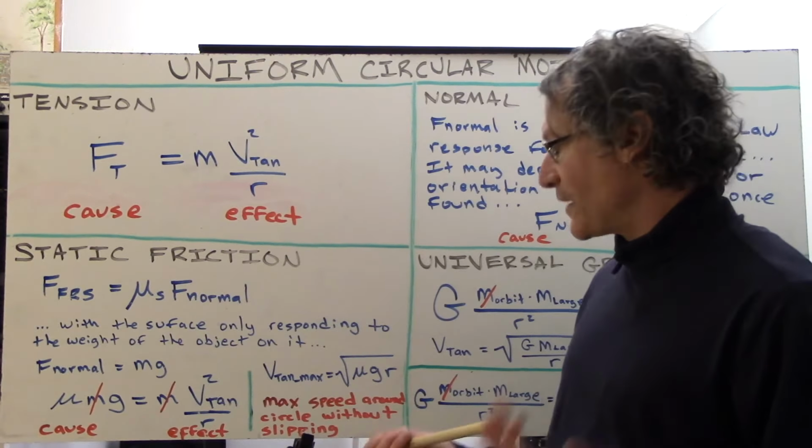That's uniform circular motion. These are the four physical forces and the things that we can do to evaluate them. Some of them we can do pretty readily without knowing anything more about the situation, like the static friction and the universal gravitation. Others, we would need to do some more analysis to really figure out the exact specific situation. Okay, that's what it is.